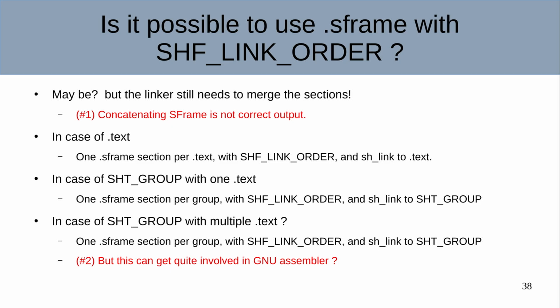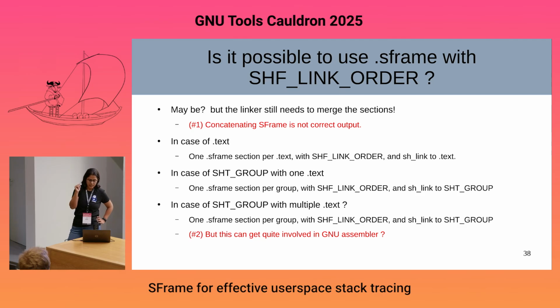Wait, let me see if I'm confusing you. Let's think of the case that there is only a single text section. If there's a single text section, you can have SFrame point to the corresponding text with SHF link order. Now, in case of SHT groups, if you use function sections in the compiler, it'll generate a section group. If there is a section group with one text, you can still have SFrame point to that section group. Maybe things will work. But then what do you do if the SHT group has multiple texts? Things are starting to get hairy here.